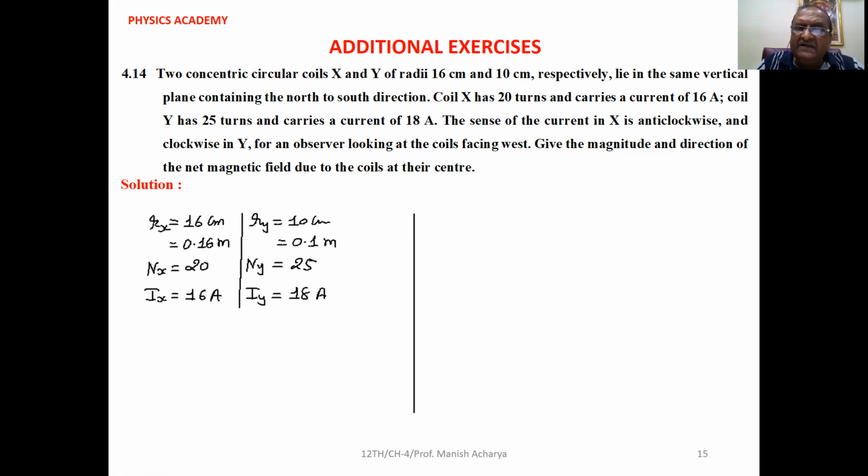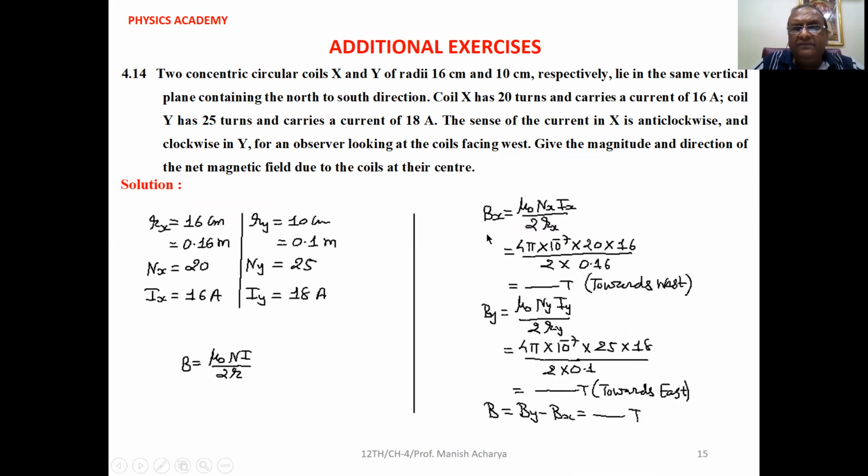Now both are concentric. Current through both the coils is in mutually opposite direction. It implies that the magnetic field produced by both the rings will be mutually opposite at their centers. So first of all, we can calculate the magnetic field at the center of the current carrying loop by the equation B equal to mu 0 N I upon 2R.